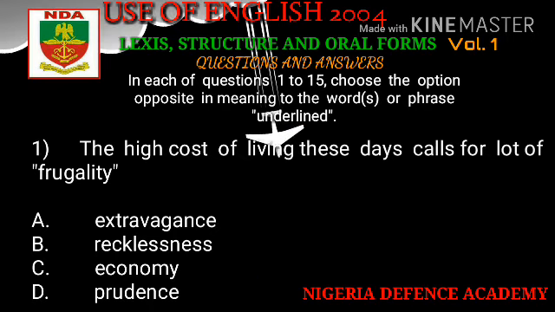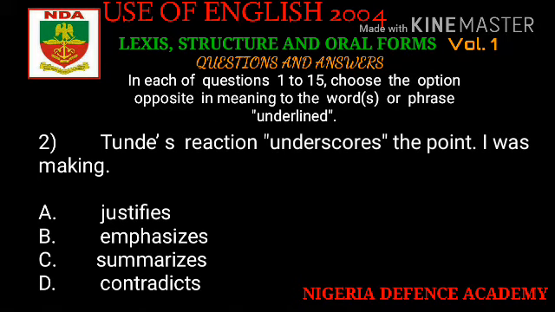Now let's look at the next question. Tunde's reaction underscores the point I was making. Now, which of these options has the right answer? Option A, justify. Option B, emphasize. Option C, summarize. Option D, contradicts. So, what do you think is the answer? Well, sir, the opposite in meaning to the word underscores here is contradicts. That's to say that option D has the right answer. Thank you, sir.